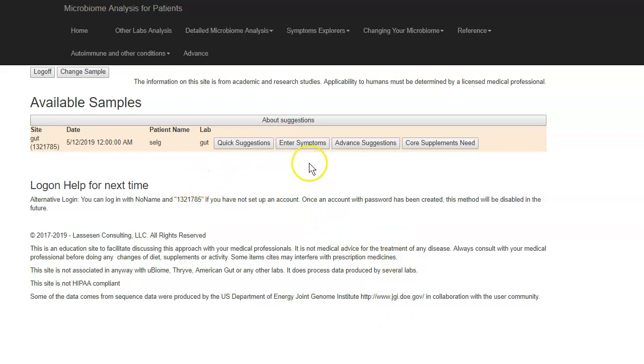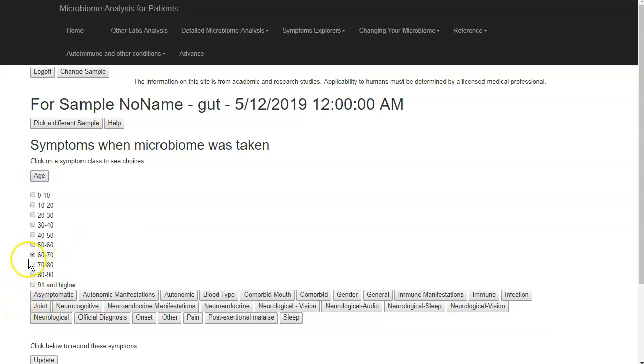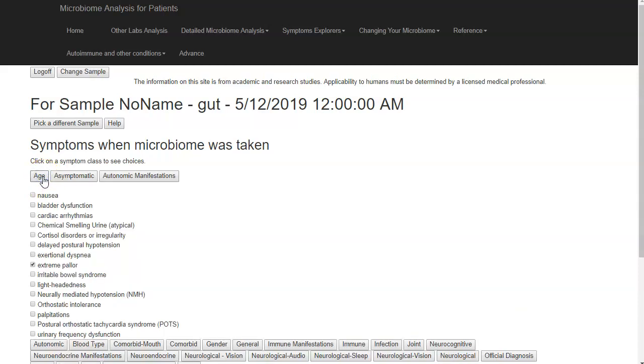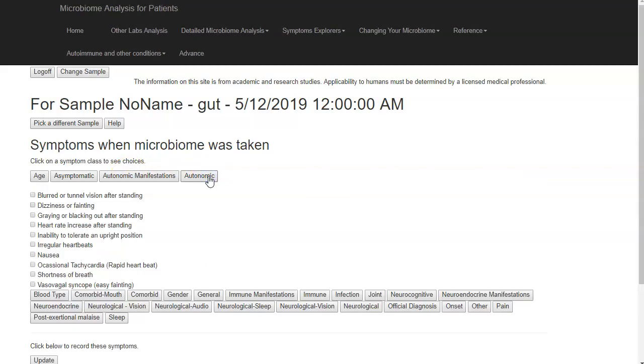So go to your sample and then click Enter Symptoms. These are the symptoms when the sample was taken. For example, go in and take a look at your age. Okay, mark there. Notice that the things expand and contract, so you're not hit with a massive page of things. You just simply take a look at everything. Go through and see which ones are representative of you. And okay, gone through that one. Let's go through the next one.